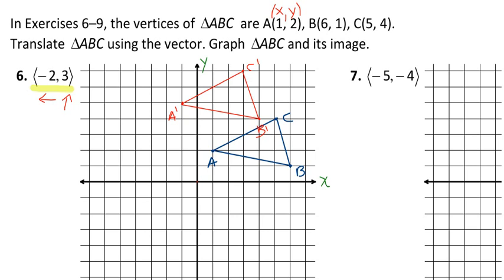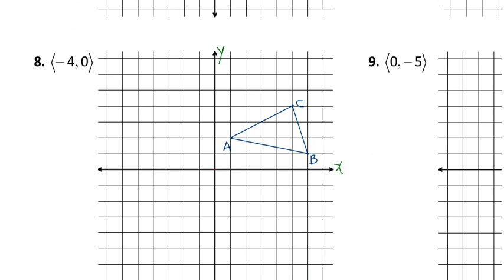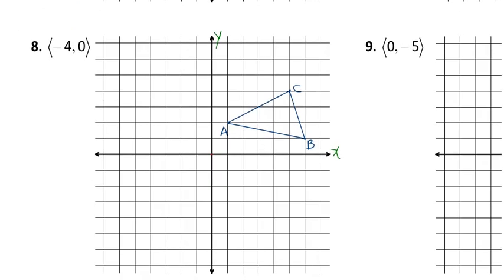So that's it for number 6. That's all we need to do to translate triangle ABC using the vector -2, 3. We go now to number 8. Again, the pre-image is the same triangle ABC that we used on number 6, and it's already drawn here in the same way that I did for number 6, so it's already there. And now we're going to translate it using the vector, which is -4, 0.